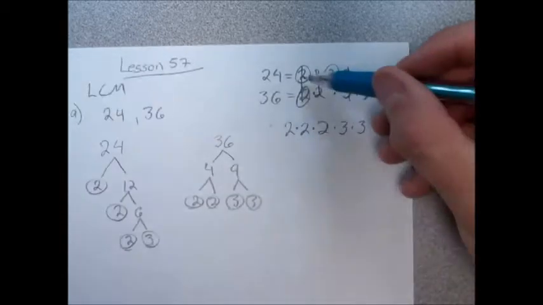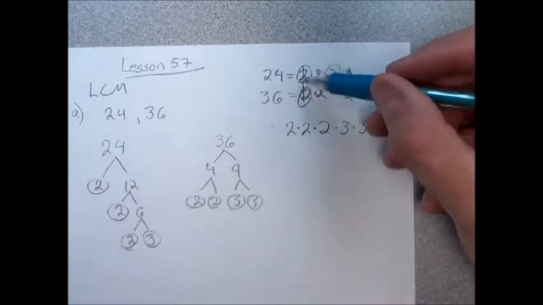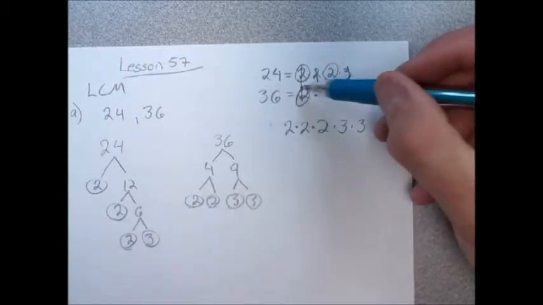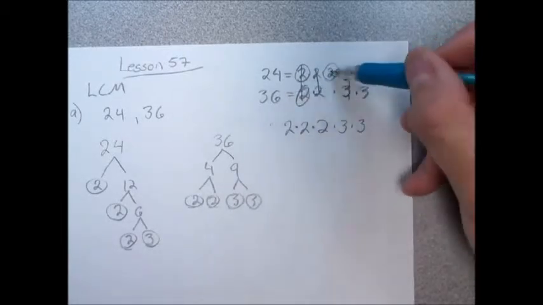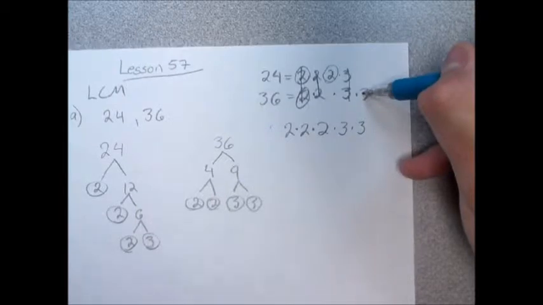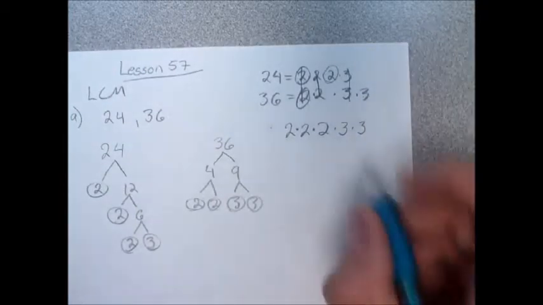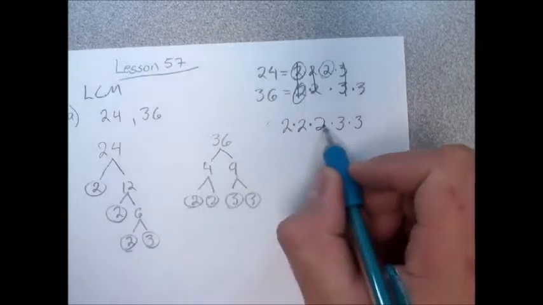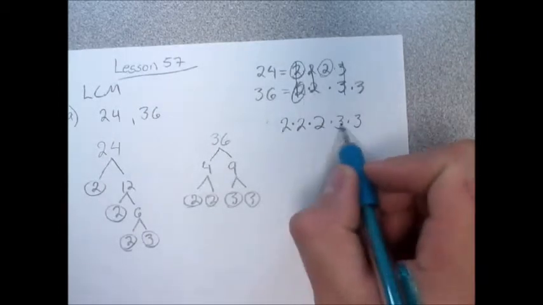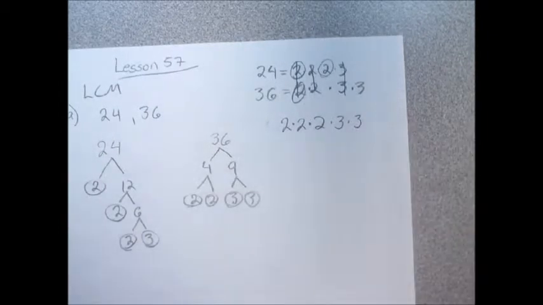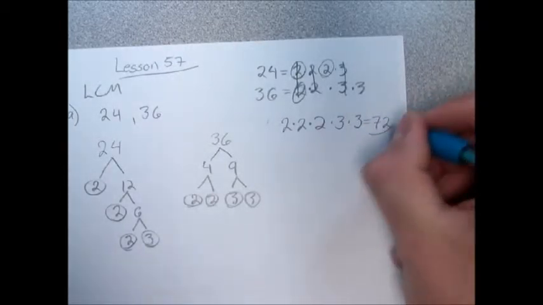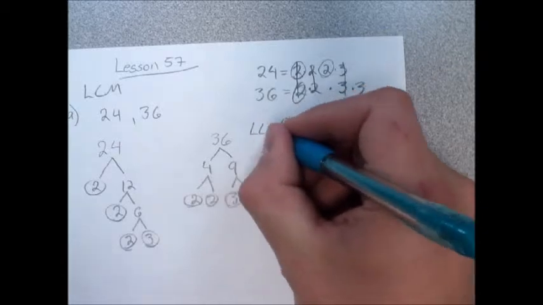Notice I put these marks here. So I have this, this, this, this, and this. I should have all of these written down: 2, 2, 2, 3, 3. Then I just multiply that all out. 2 times 2 is 4. 4 times 2 is 8. 8 times 3 is 24. And 24 times 3 is 72. So I'm multiplying this whole thing out, and I get 72 as my least common multiple.